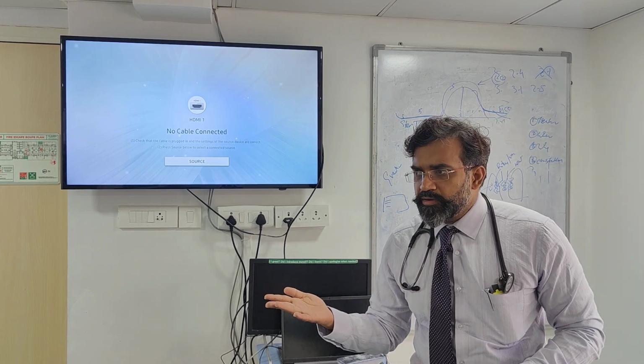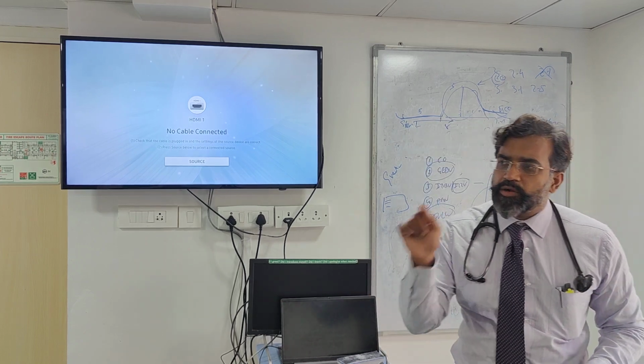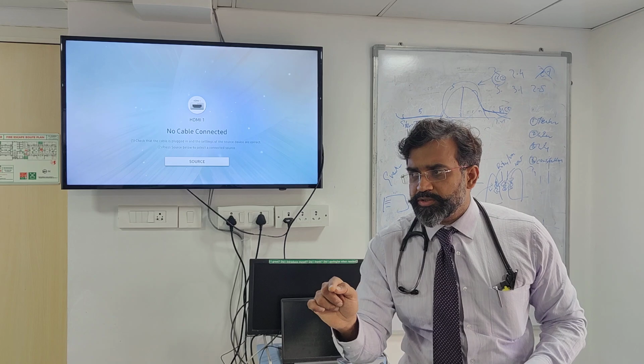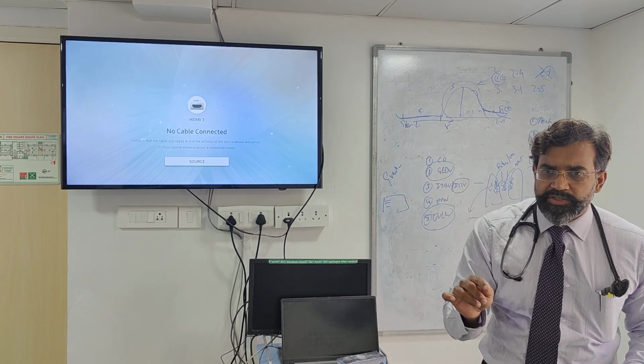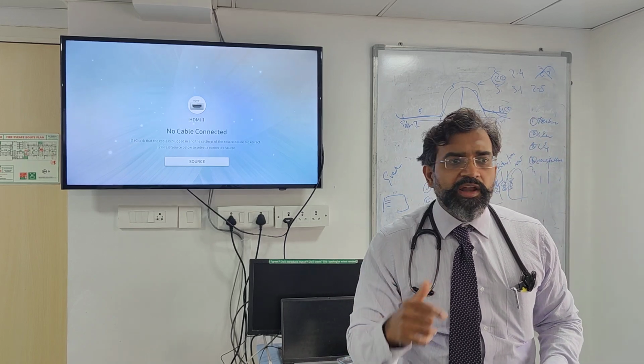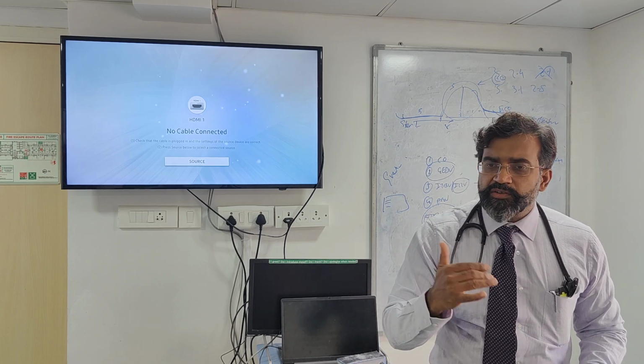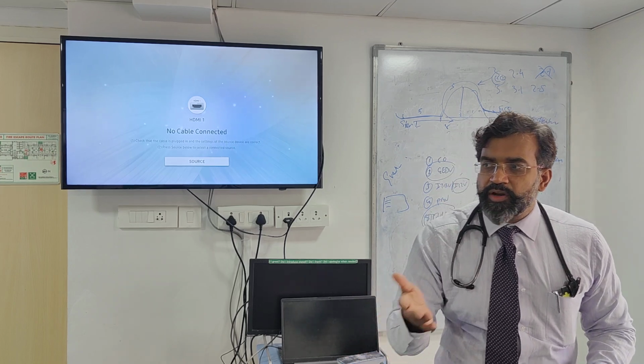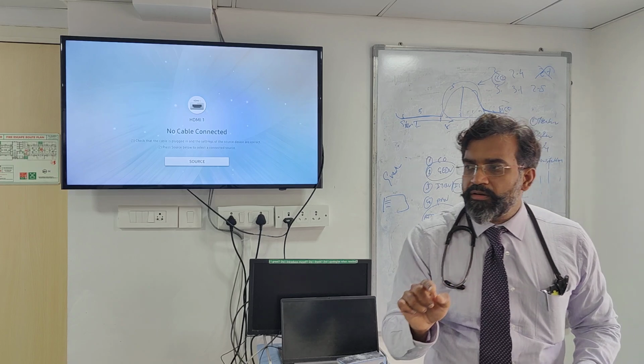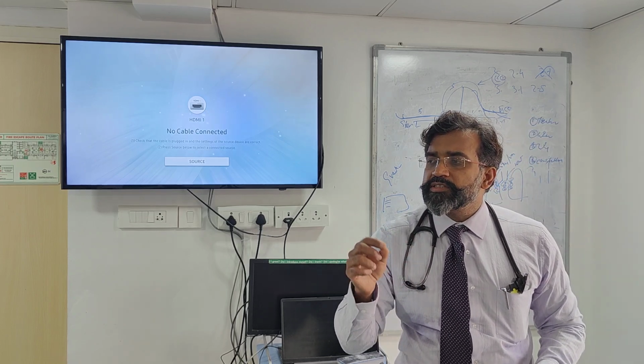Indexes are calculated. To calculate, you have to press the calculation button, perform calculation. When you say perform calculation, you will get the indices like cardiac index, GEDI, extravascular lung water index, and also systemic vascular resistance.